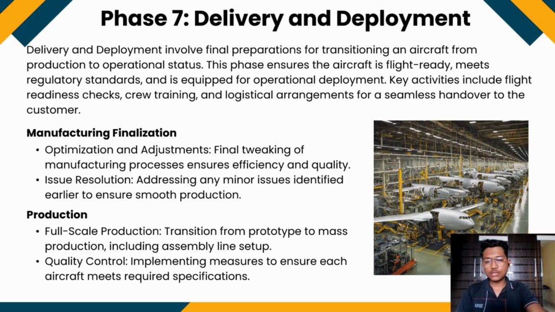Manufacturing finalization is optimization and adjustments. Final tweaking of the manufacturing process ensures efficiency and quality. Issue resolution addresses any minor issues identified earlier to ensure smooth production. Then production: full-scale production, transition from prototype to mass production, including assembly line setup. Like in the image, you can see there is an assembly line setup. Then there is quality control, implementing measures to ensure each aircraft meets required specifications.